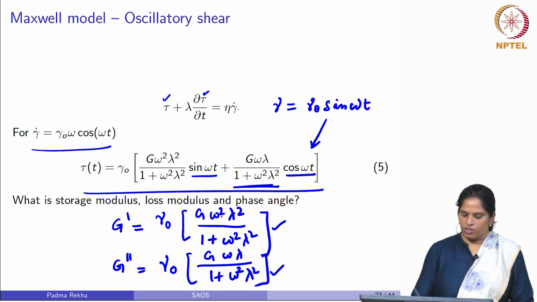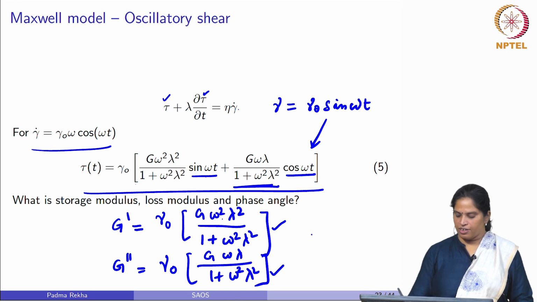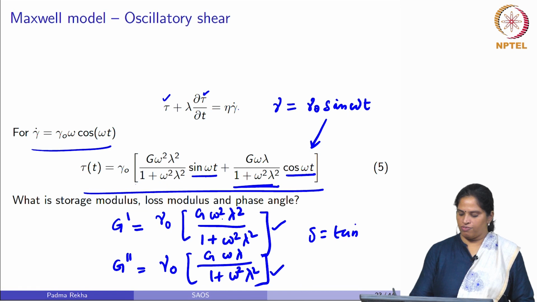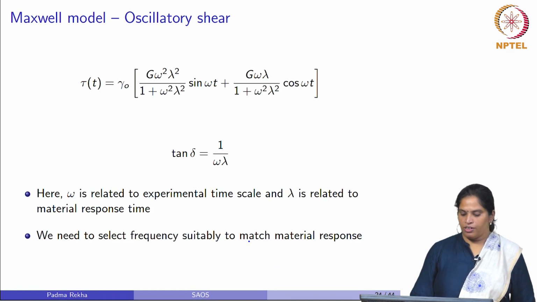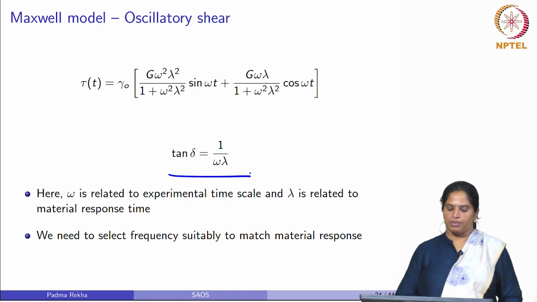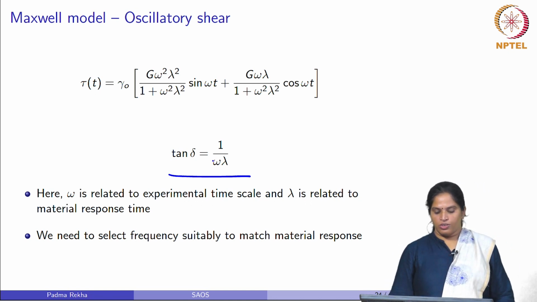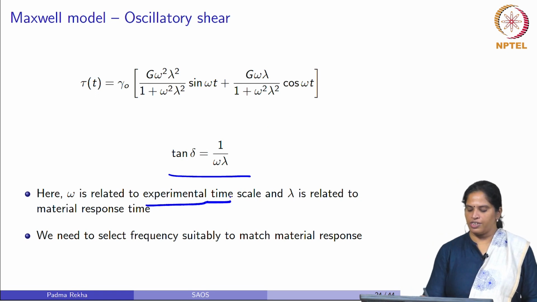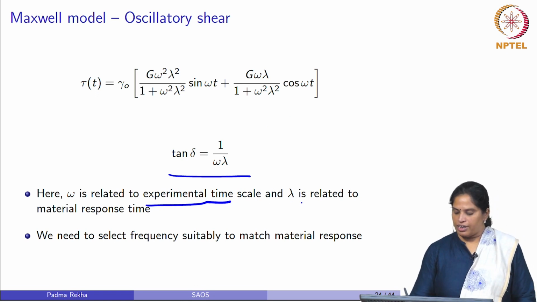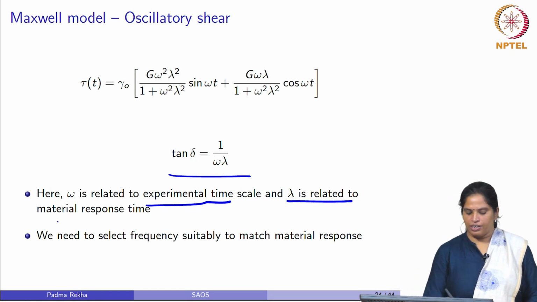If you see, these moduli are frequency dependent. Now, the phase angle will be tan inverse of G double prime by G prime. So, you will get the phase angle, or tan delta, to be a function of frequency. Frequency here is a time scale, and lambda here is also a time scale. You should know that the frequency time scale is an experimental time scale, and lambda, or the relaxation time, is the material response time scale.